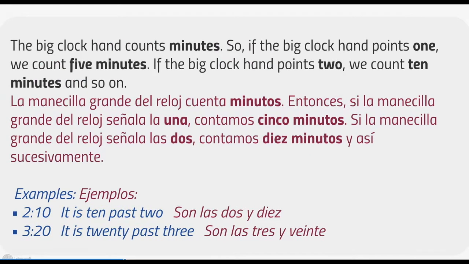The big clock hand counts minutes, so if the big clock hand points to 1, we count 5 minutes. If the big clock hand points to 2, we count 10 minutes, and so on. Examples: it is 10 past 2. It is 20 past 3.